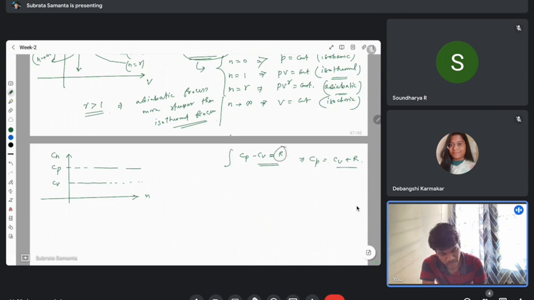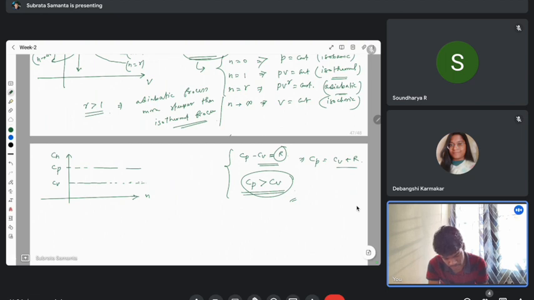So if you take any real gas, then we calculate the Cp minus Cv. I will derive later the general formula for Cp minus Cv for any kind of gas, okay. And we see that Cp minus Cv is always greater than 0. So Cp is always greater than Cv for a process in thermal equilibrium, okay. So Cp is always greater than or equal to Cv.